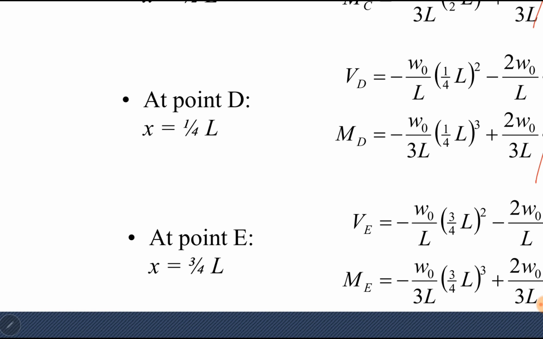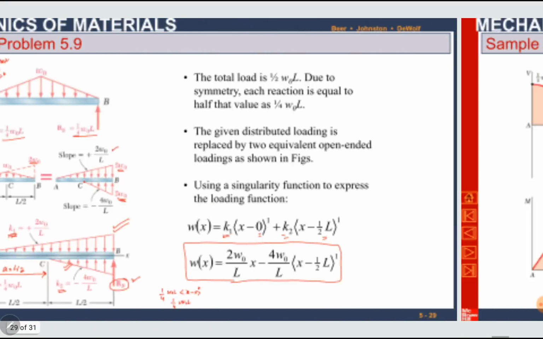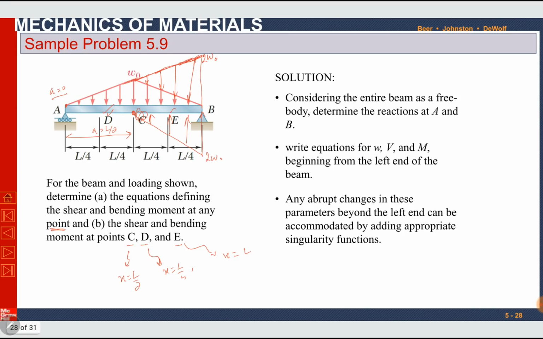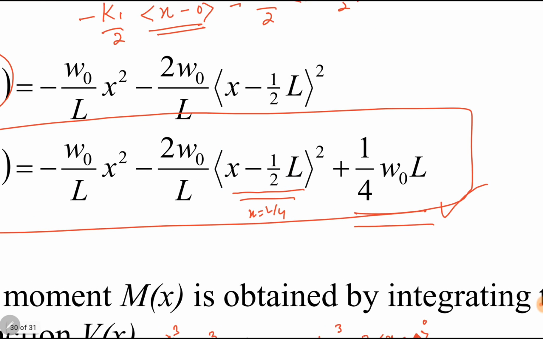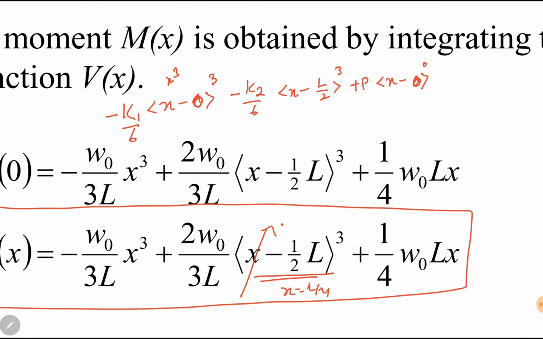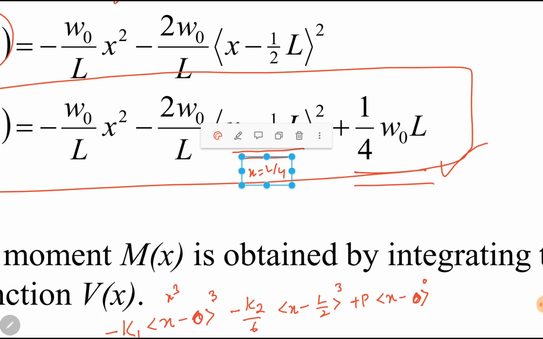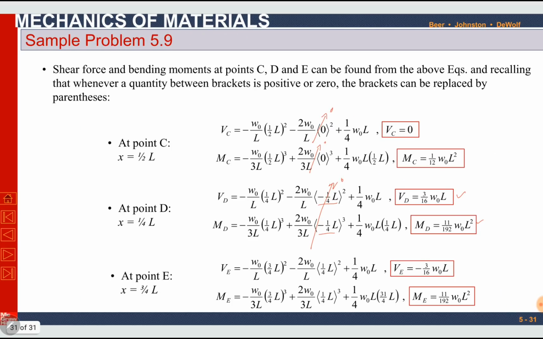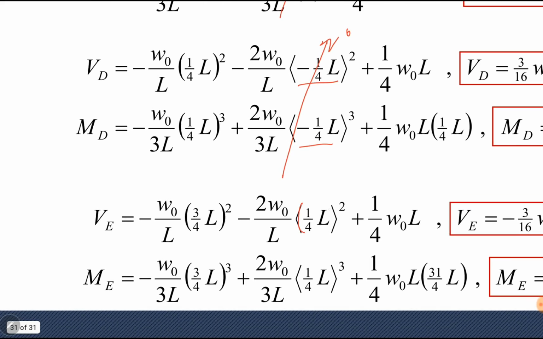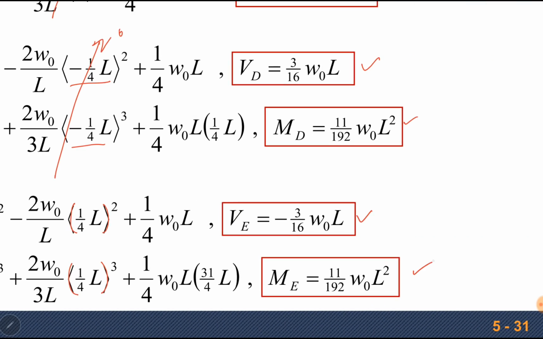Similarly for point E, I misquoted earlier: for E, x is equal to 3L by 4. So by putting x equal to 3L by 4, this will be a positive term. And if it is a positive term, it will be replaced with a regular parenthesis. This will be positive 1 over 4L, and after simplification, VE and ME can be calculated.